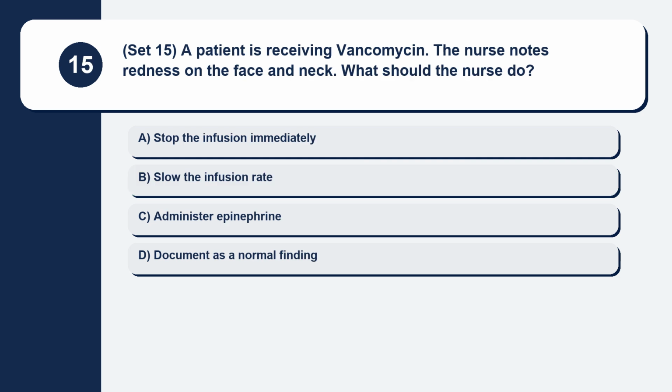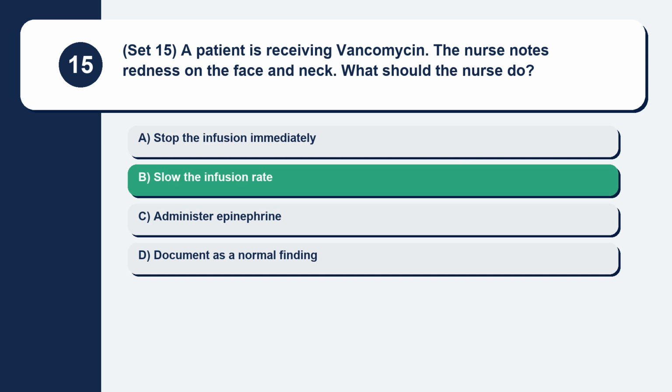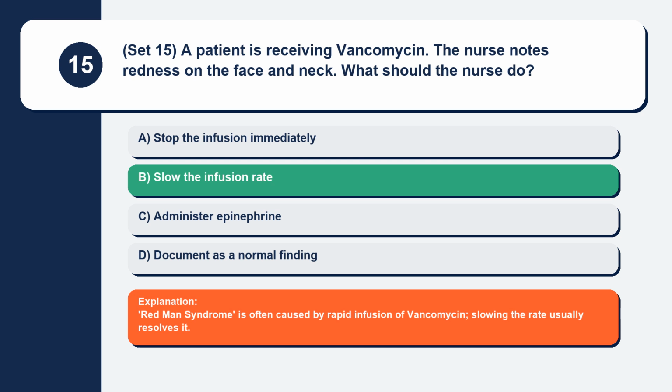Question 15. Set 15. A patient is receiving vancomycin. The nurse notes redness on the face and neck. What should the nurse do? Stop the infusion immediately, slow the infusion rate, administer epinephrine, document as a normal finding. Red man syndrome is often caused by rapid infusion of vancomycin. Slowing the rate usually resolves it.